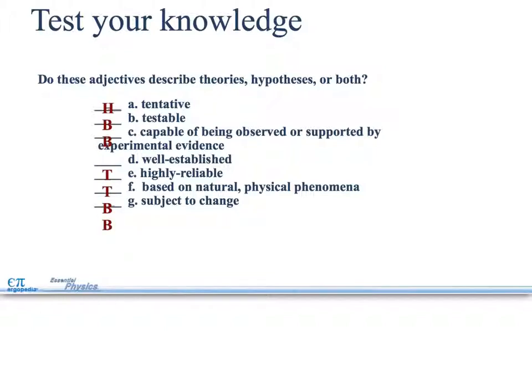All right, these don't quite line up, but A, tentative is a hypothesis. B, testable is going to be both. C, capable of being observed or supported by experimental evidence would be both. D, well-established would be a theory. E, highly reliable would be a theory. Based on natural physical phenomenon would be both, and subject to change would be both.